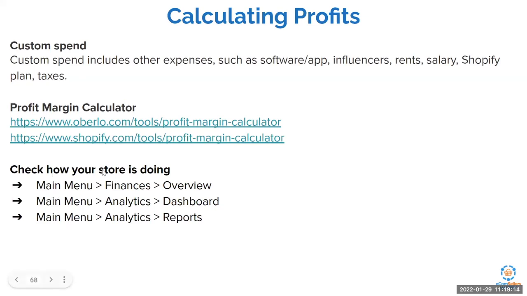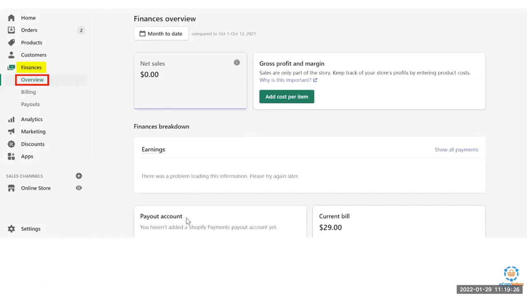profit margins. So you can go and look at the store information in your dashboard: main menu, finances overview, and also main menu, analytics, dashboard, and reports. So I think we're going to see those right now. So here's the overview, I think this is finances overview, and some of the information that you're going to see under finances overview. Again, this is based off of you creating a listing and putting in a cost for this particular item. And then every time it sells, Shopify is doing some estimated numbers. These are not actuals. These are estimated costs.